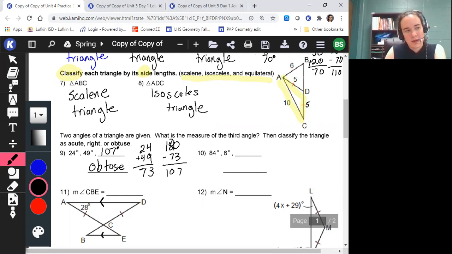Doing the same thing on this next one. So we're going to add the two angles that were given to us. And that gets us 90. Subtract it from 180. And that gets us 90 degrees. And we have an angle of 84 degrees, 6 degrees, and 90 degrees. So that's a right triangle since we have one right angle.